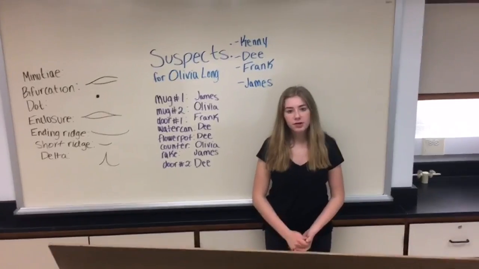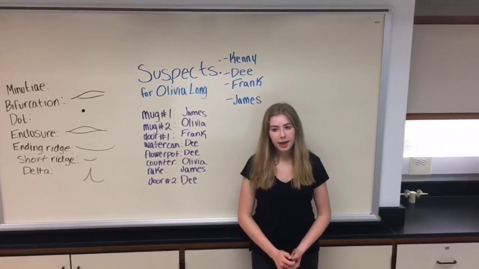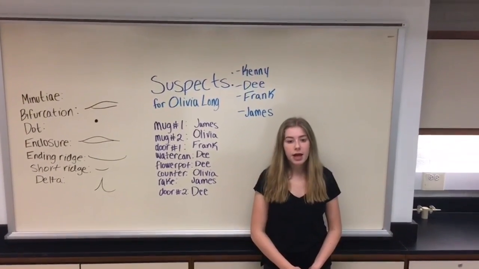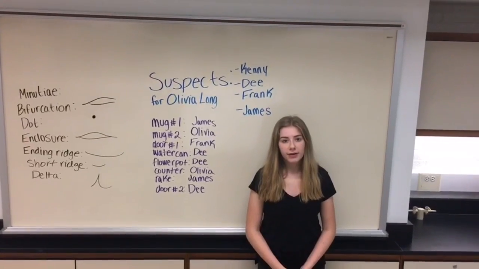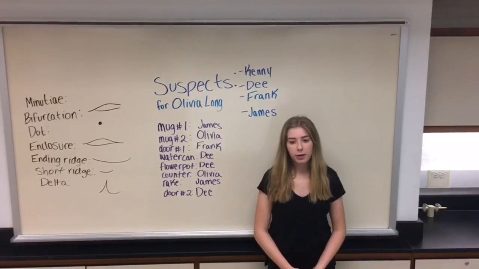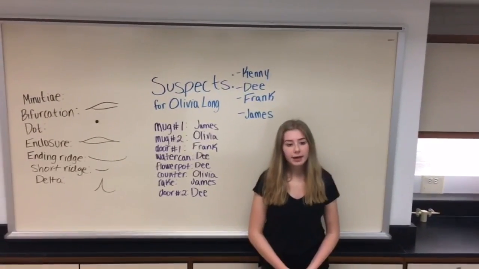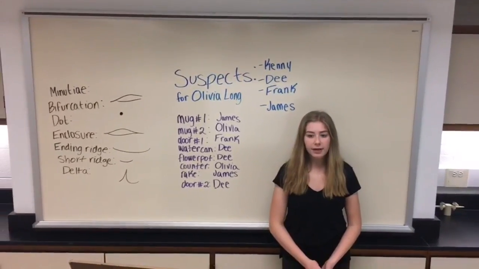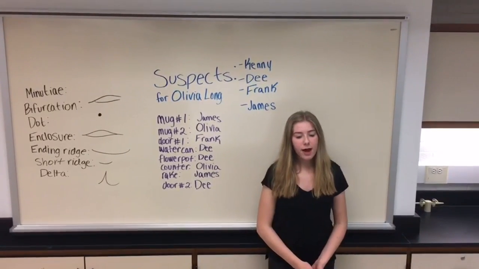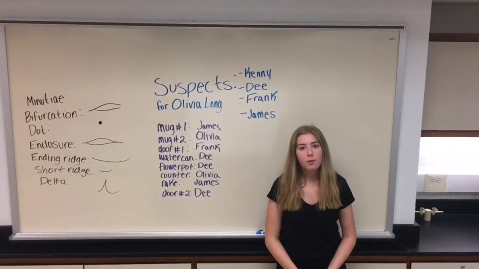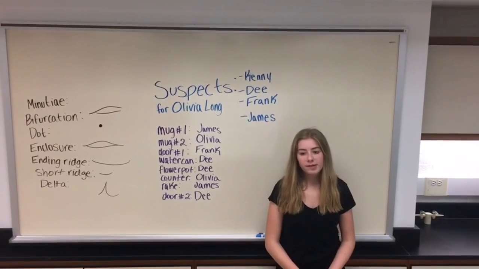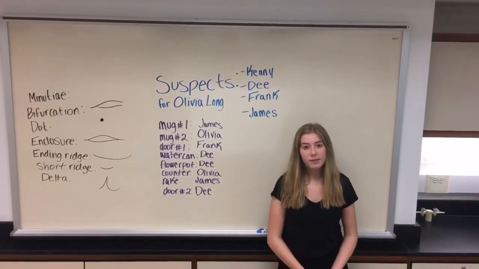On mug number 1, it was James's right pointer finger. It was a plain arch with an ending ridge. On mug number 2, it was Olivia's right index finger, and it was a loop that opened up to the right with a delta. For door number 1, it was Frank's right middle finger. It was a whorl with 2 deltas and a dot. On the watering can, it was Dee's left index finger. It was a loop that opened up to the right with a delta. On the flowering pot, it was Dee's right index finger with a plain arch. On the counter, it was Olivia's left middle finger with a loop that opens up to the left. On the rake, it was James's left thumb.